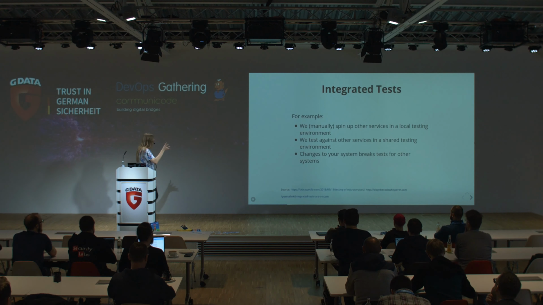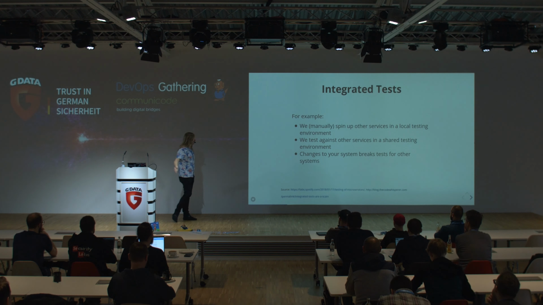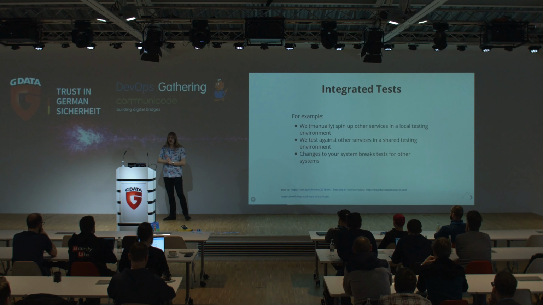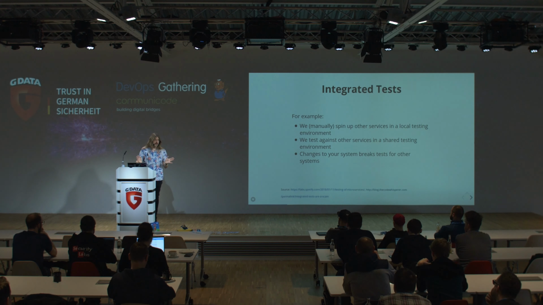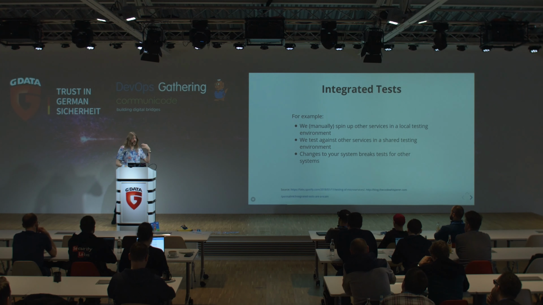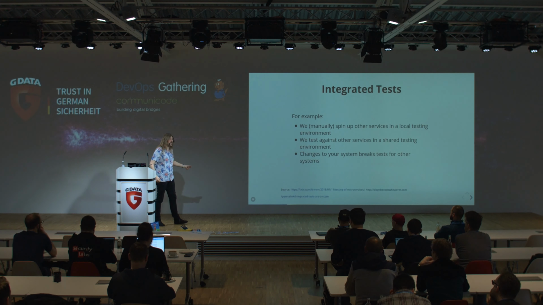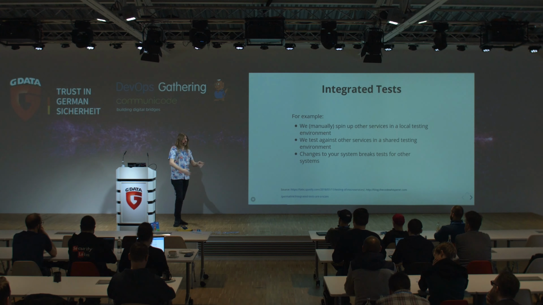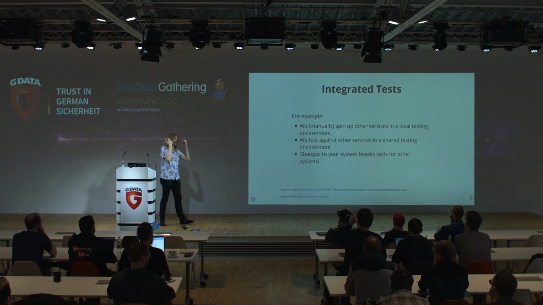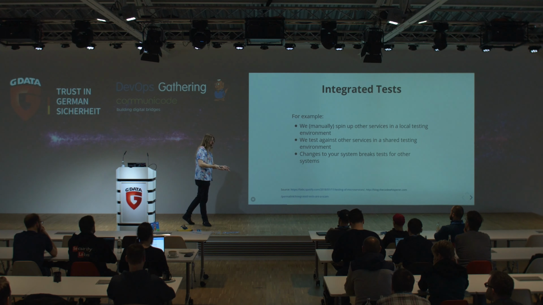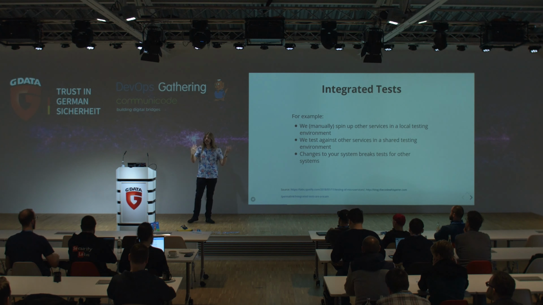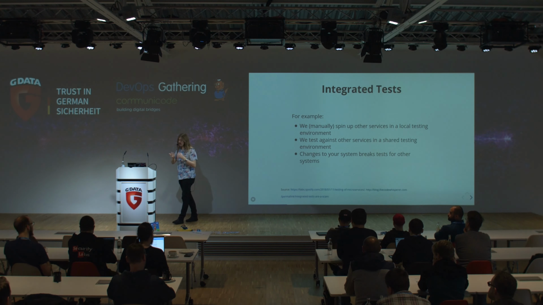So concrete examples for those integrated tests are things where we have to manually spin up something. For example, locally, we have to have a Postgres database running to do the testing. If you forget this, your tests will fail, but not because you changed something in your code. It's because you changed the environment. You forgot something. And then you can't know, okay, did I break something with my changes in the code, or did I just forget to set up my system correctly?